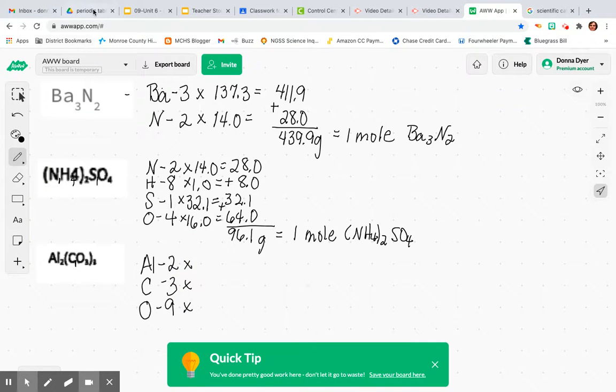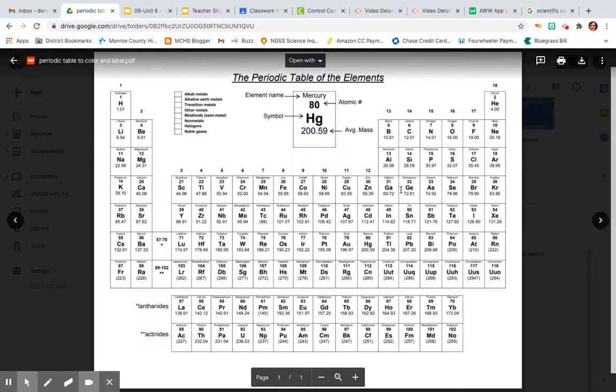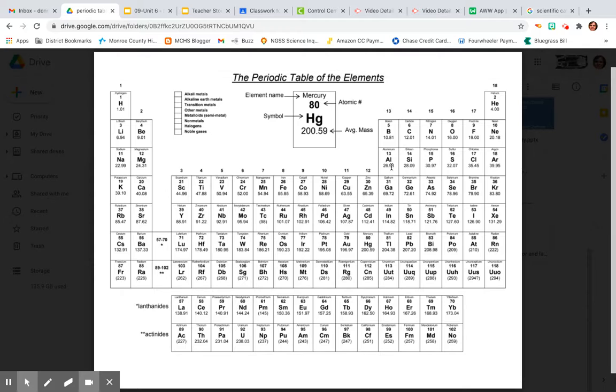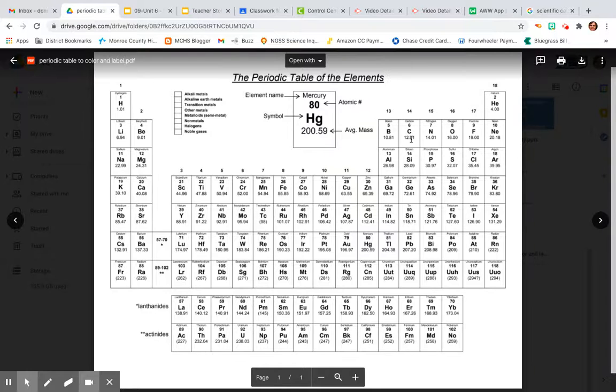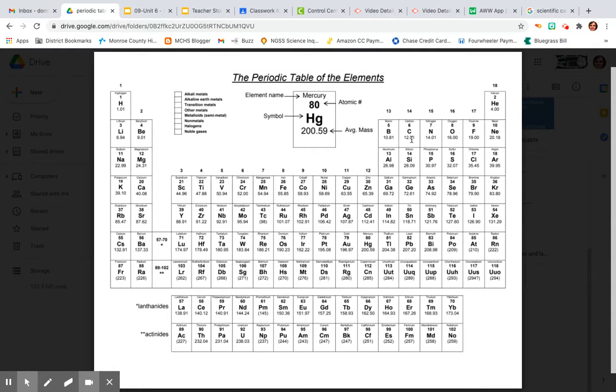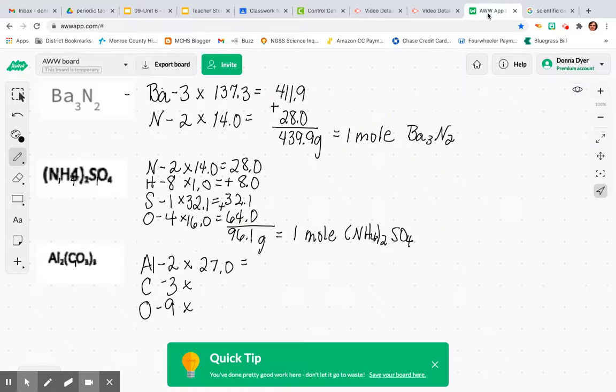So aluminum, 26.98. Well, that 8 rounds that 9 up to a 10, which means this 6 becomes a 7. So 26.98 is 27.0. Carbon, 12.01. This 1 does not change this 0, so this is 12.0. And oxygen, we already said, was 16.0.